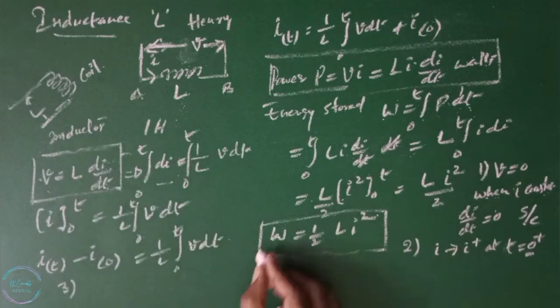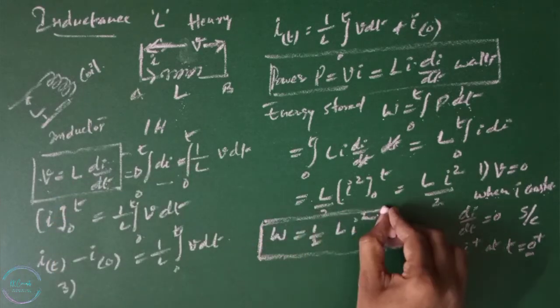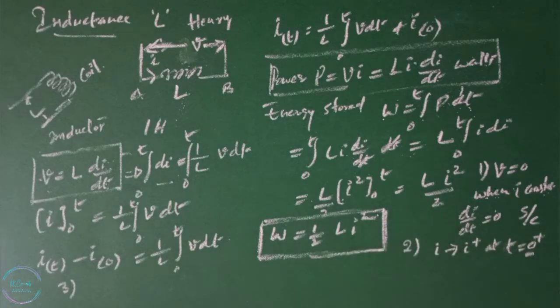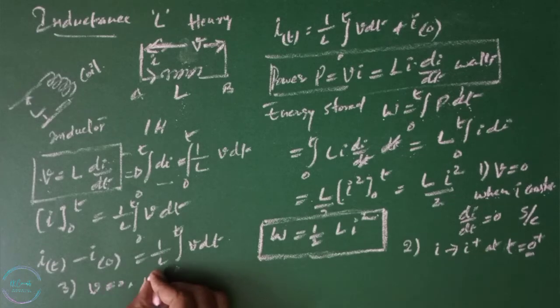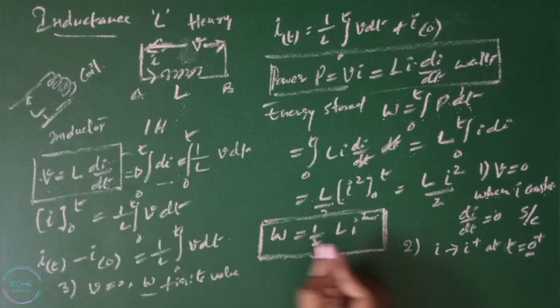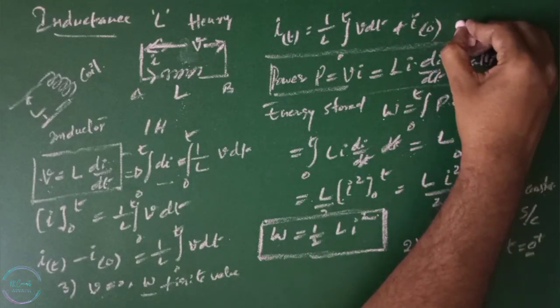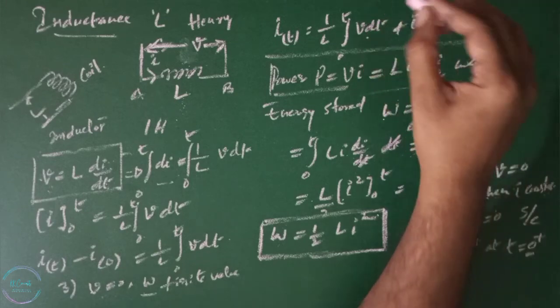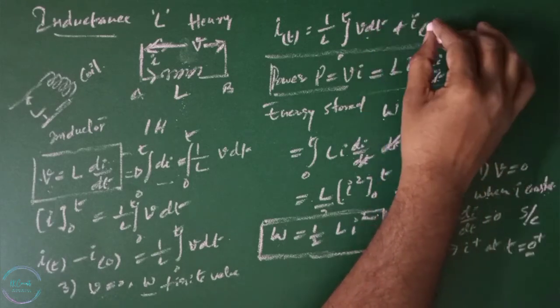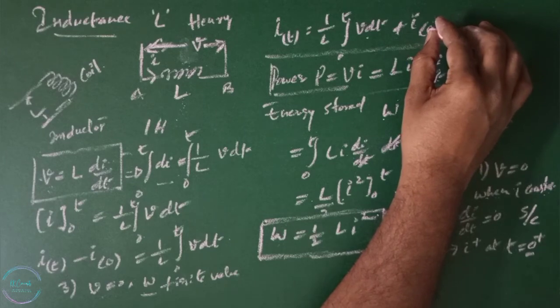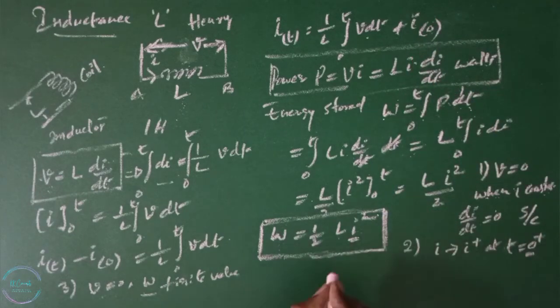From this equation we come to the third conclusion, that if V equals 0 also, W will be a finite value. The energy W doesn't depend on voltage V. From this equation, if V is 0, then there is some initial current in it. That current, W will be there.